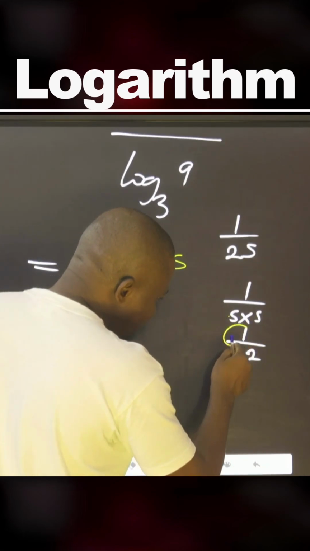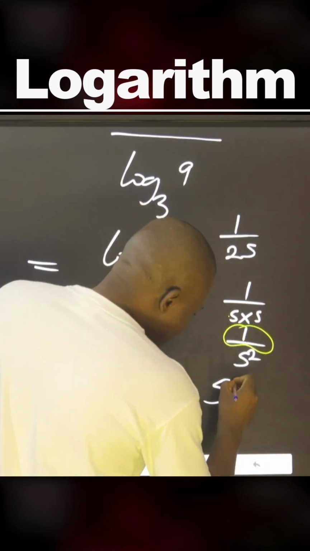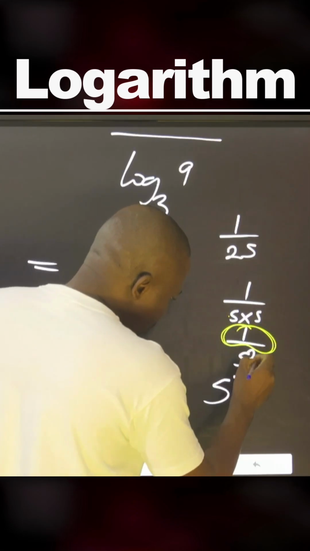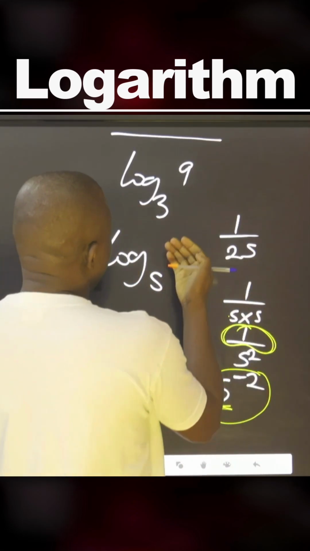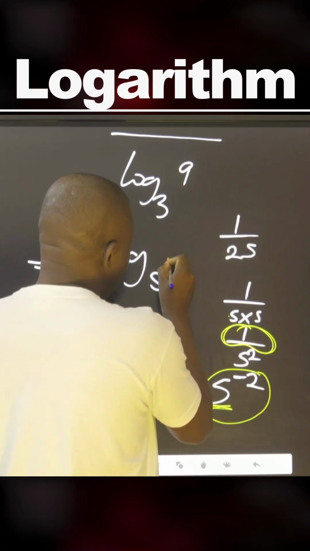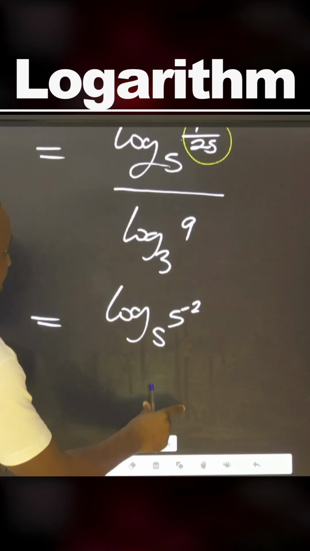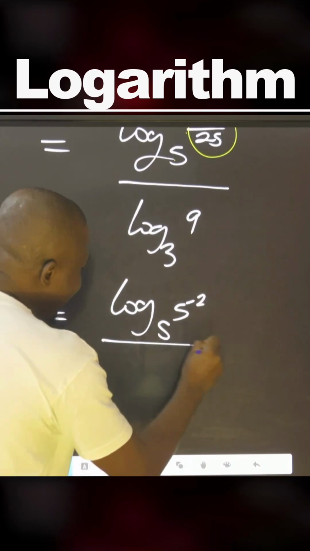What is the meaning of this 1 over? In indices, it means minus. That is raised to power minus. This minus now is coming from here. Then we still put this 2. So now we have something with 5. So we come to this place now, I put that here. We use it to replace this 1 over 25. Okay? Then we come back here.